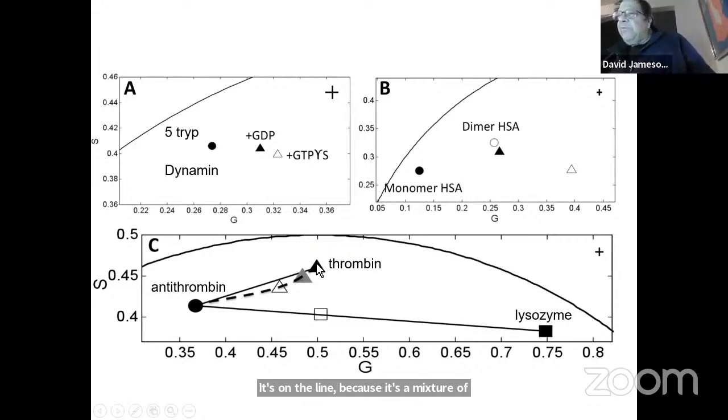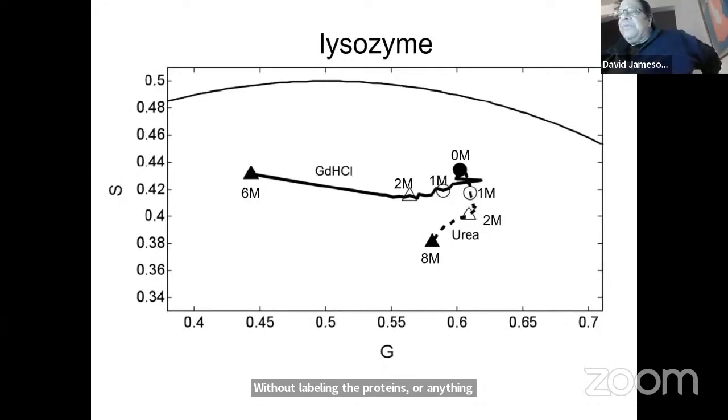Here we have thrombin with multiple tryptophans introduced into antithrombin. They bind, and the phasor point moves off the line. So this is a way to tell that 2 proteins are interacting without labeling the proteins or anything. That's something we can use now in some examples. But first, let's look at denaturation.